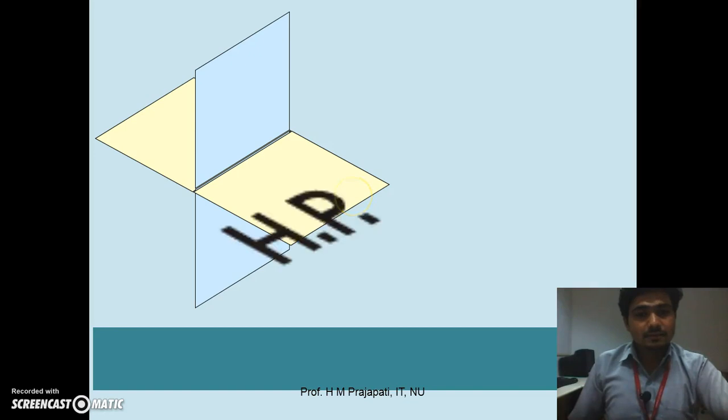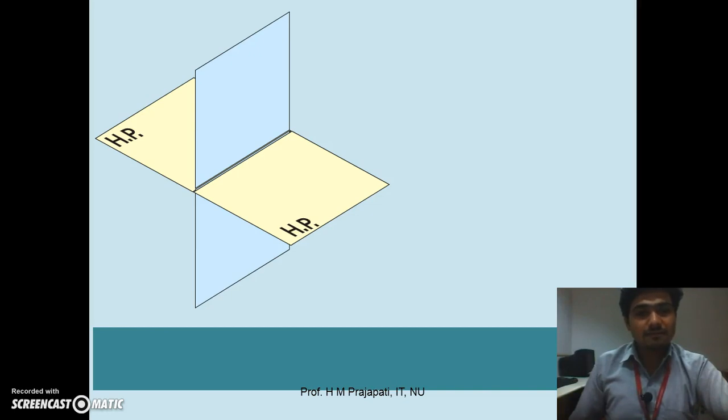Let's consider here, this one is a horizontal reference plane, and the second plane is the vertical reference plane, which is perpendicular to the horizontal reference plane. If we arrange these two reference planes perpendicular to each other, we get a common intersecting line, this xy, which is called an axis. And now if we arrange these two reference planes in this way, then we get four different quadrants.